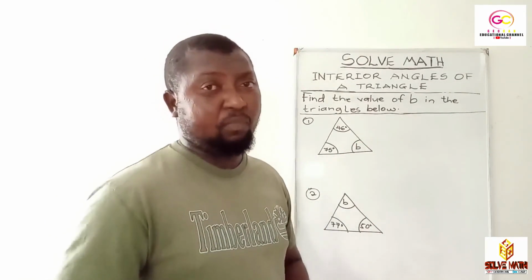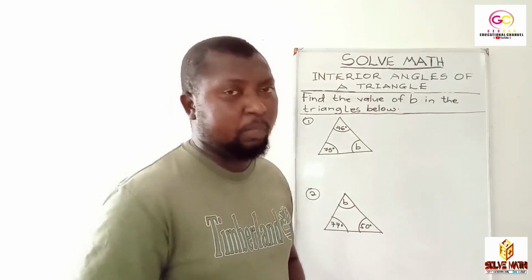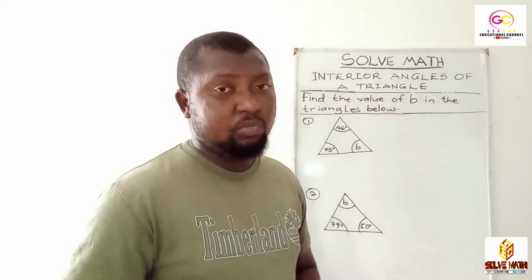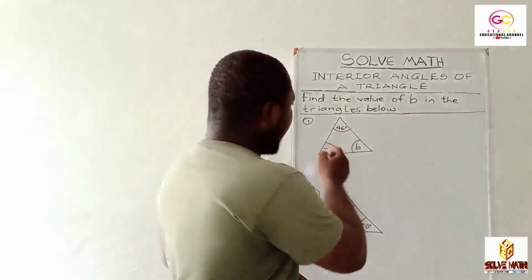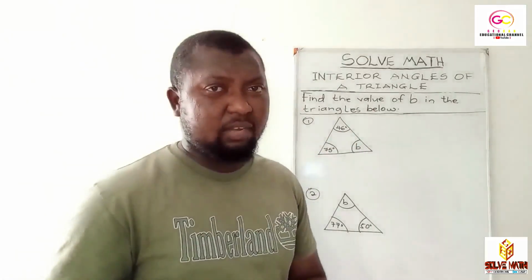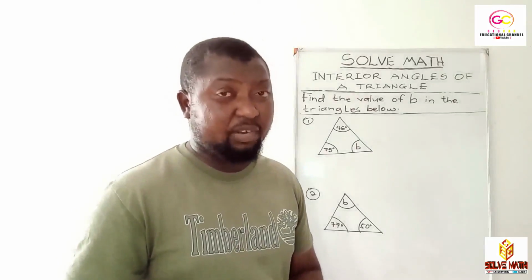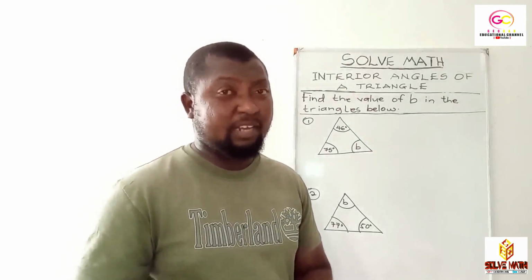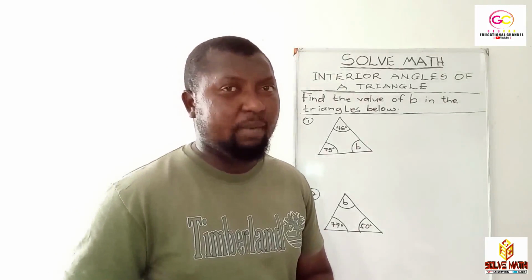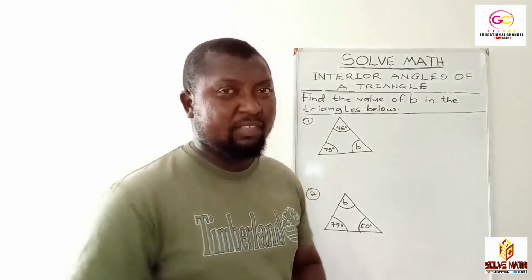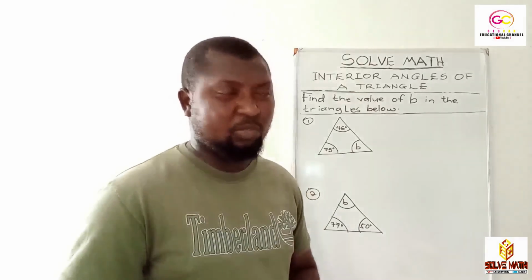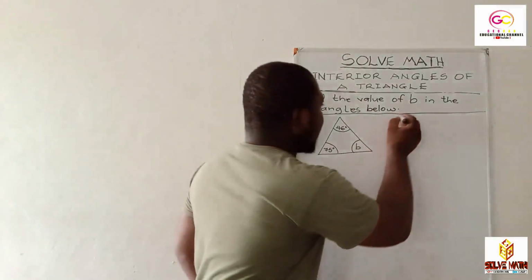Now, but before that, you have to know a particular rule, which goes that when you sum or add up all the interior angles of a triangle, it should give you 180 degrees. And that is the rule you should know about in order to make it easy for you to find the value of B. So let's do that.